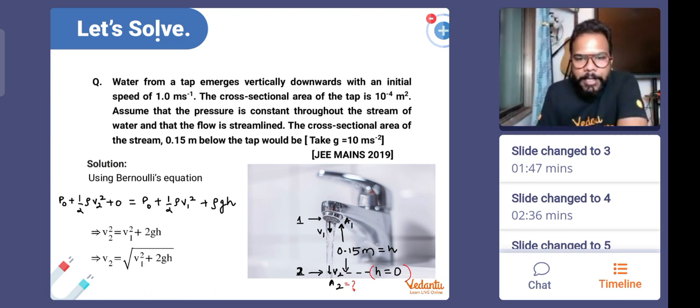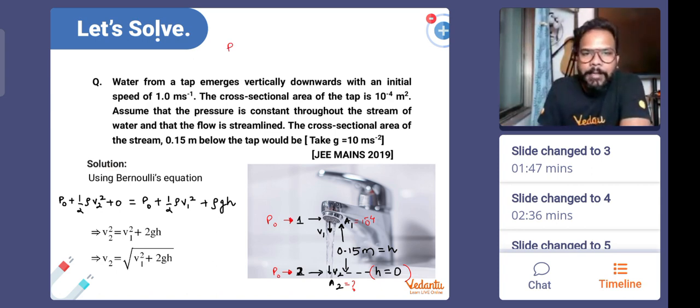The tap is at a height of 0.15 meters above. The area there is also known, 10 to the power minus 4, and the velocity is also known, that is 1 meter per second. At point number 1, the liquid has started coming out, so it is basically atmospheric pressure which it is experiencing. And at 2 also, it is only atmospheric pressure which is the external pressure we are talking about.